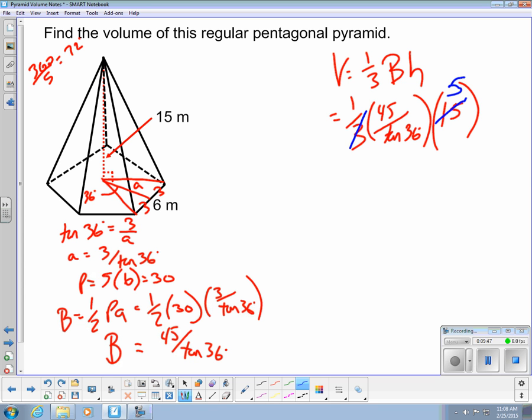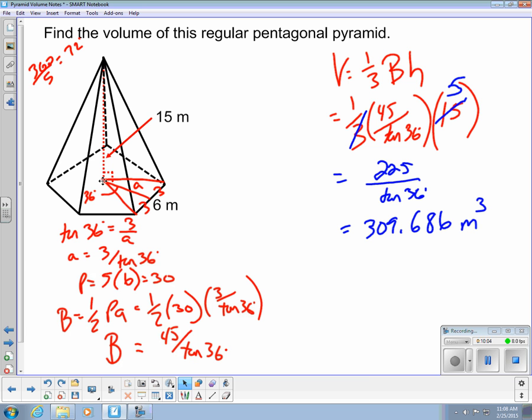And so then I can take the 5 times 45, which I end up with 225 all over the tangent of 36 degrees. And when I put that in the calculator, 309.686 meters cubed. I'm going to just round to the thousandths place. All right, so make sure you have those notes. That's good there. Have a pentagonal, regular pyramid there.